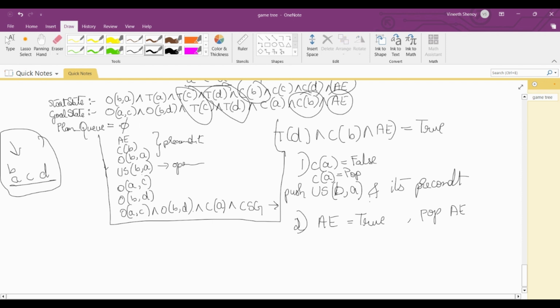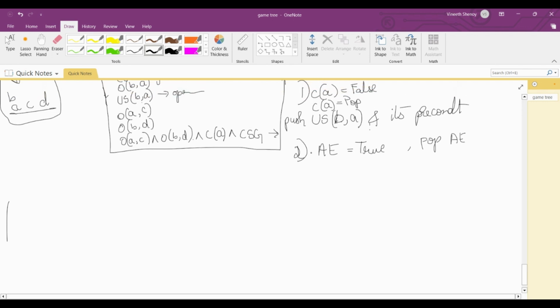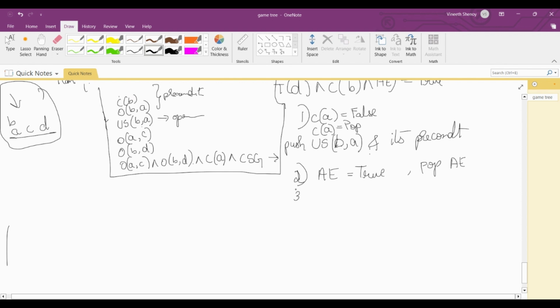I will use the same goal stack which is shown here. I'll just remove this for convenience. So we have popped this. Now the next thing that we have to check is CB. Is CB true? Clear of B. It is true. On top of B there is no other block, so C of B is true. So we'll pop C of B over here.